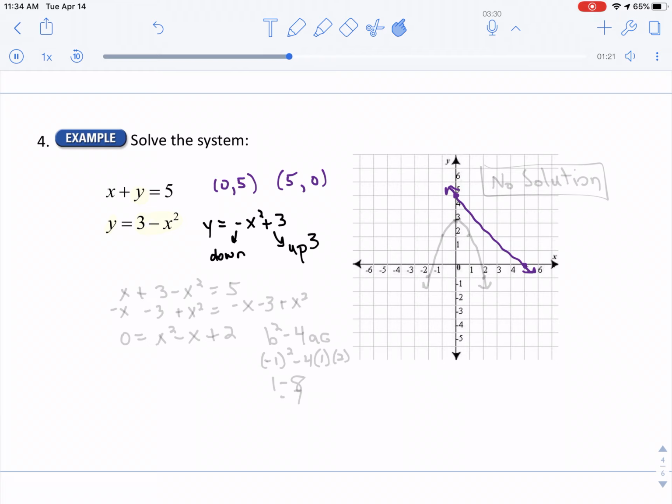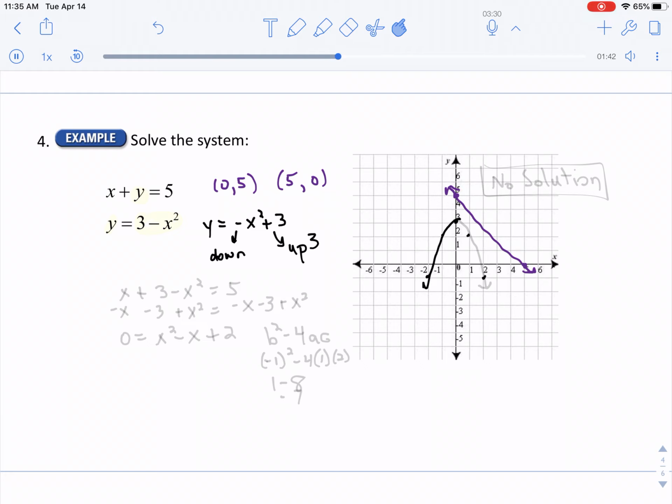So that means that it is 1, 2, 3. There's the vertex. And instead of going up, it goes down. So left 1, down 1, right 1, down 1, left 2, down 4, right 2, down 4, and there's that parabola. Now that's how I'm graphing it.